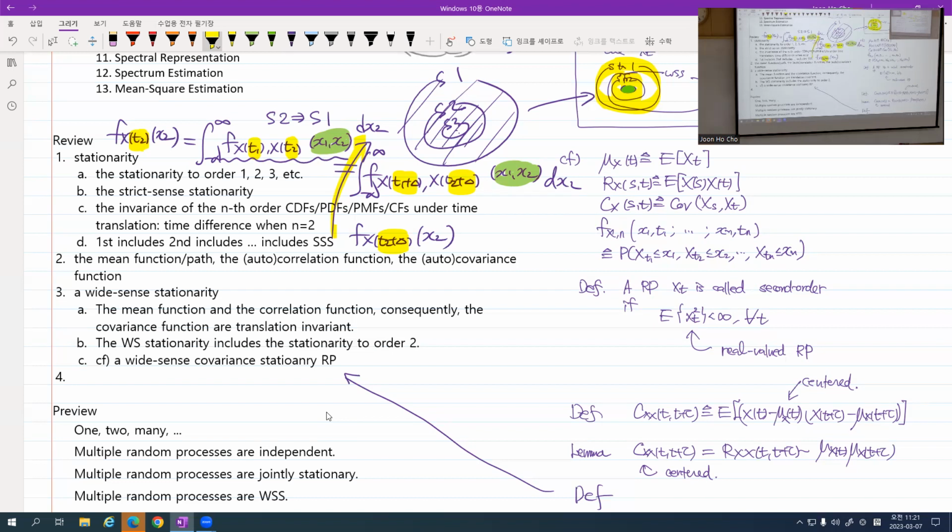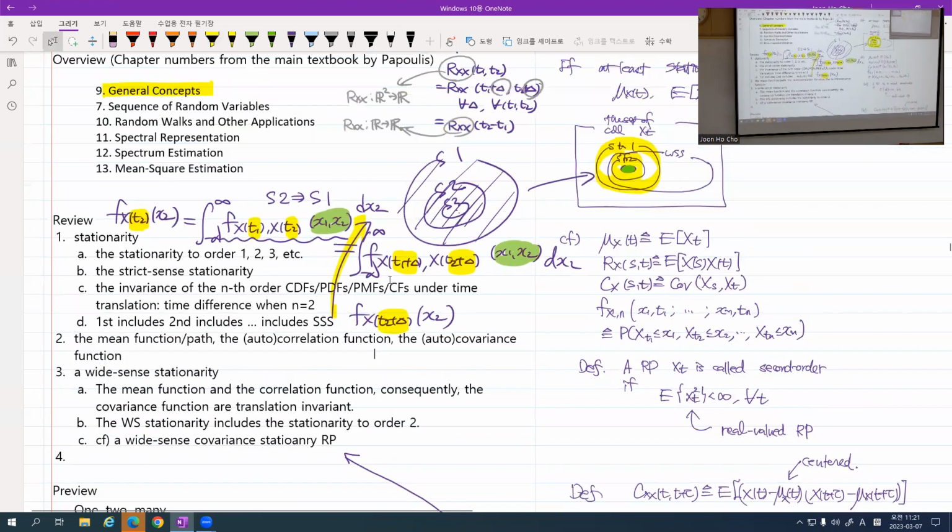By the way, whenever I teach a course, I emphasize again and again the power of simplification and visualization. And as you see here, that repeats again and again. In order to prove something, we start with the simplest case. We started from showing that stationarity to order two implies stationarity to order one. And then I just say that, okay, you can easily generalize.